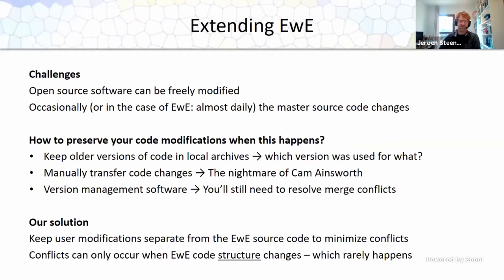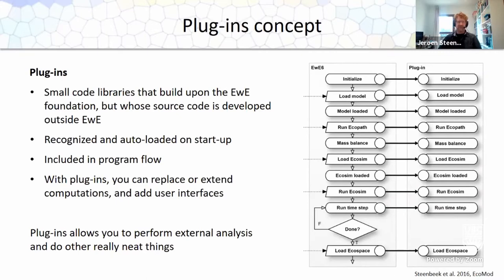So in principle, it works like this. Plugins are basically code libraries that build upon the Ecopath software, but the source code lives independently of Ecopath. Plugins are recognized and auto-loaded by the Ecopath desktop software at startup, or by the Ecopath core, actually, because it also works on Linux and Unix, etc., outside the desktop interface. And plugins are included in the program flow.